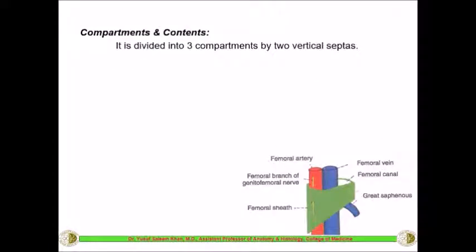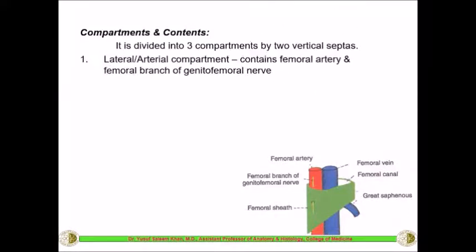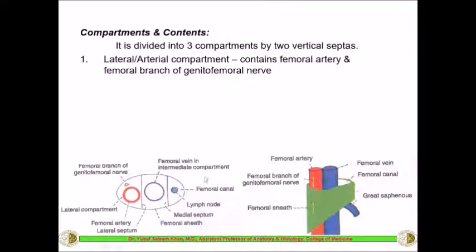So this fascial sleeve, or the femoral sheath, is divided into 3 compartments by 2 vertical septas. So if you can see here, this is the cross section of the femoral sheath, and this is how it looks like with all its contents. So here you can see there are 2 vertical septas which divide this whole of the sheath into 3 compartments.